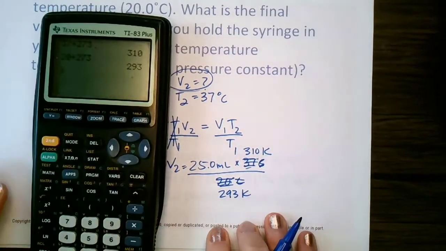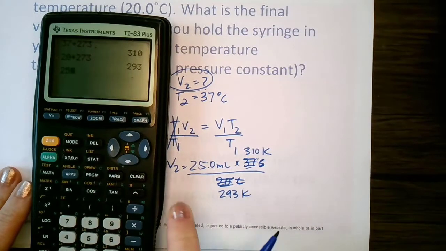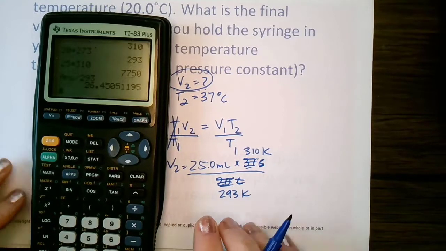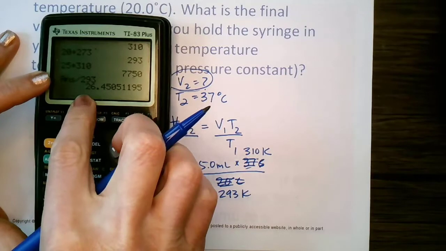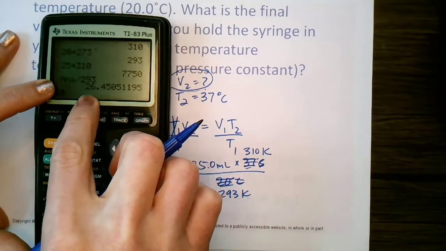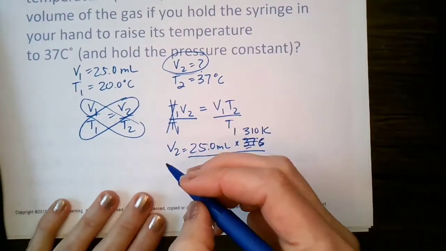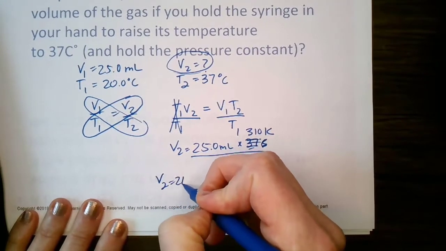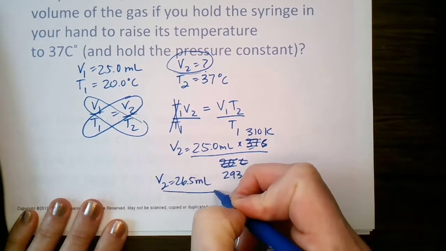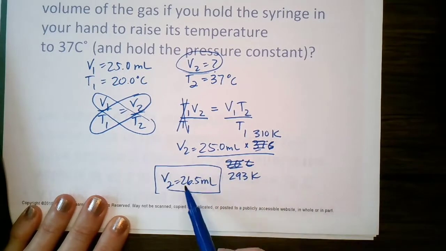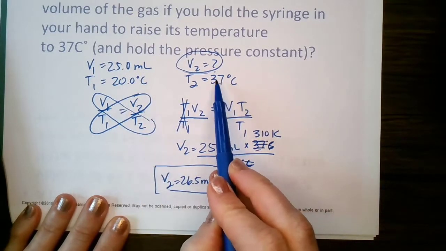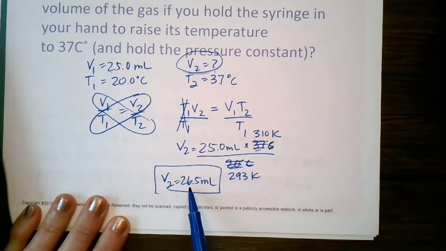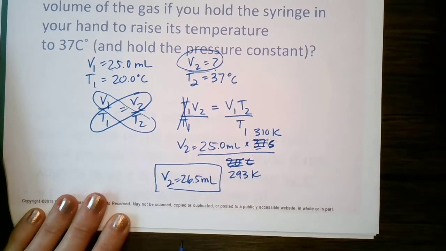Now we can plug it into our calculator. So 25 times 310 divided by 293, and we should get 26.5 milliliters. Volume 2, 26.5 mLs. Let's see if that makes sense. Our temperature increased and our volume went from 25 to 26. Volume increased. That's good. Yes, they are directly related to one another.